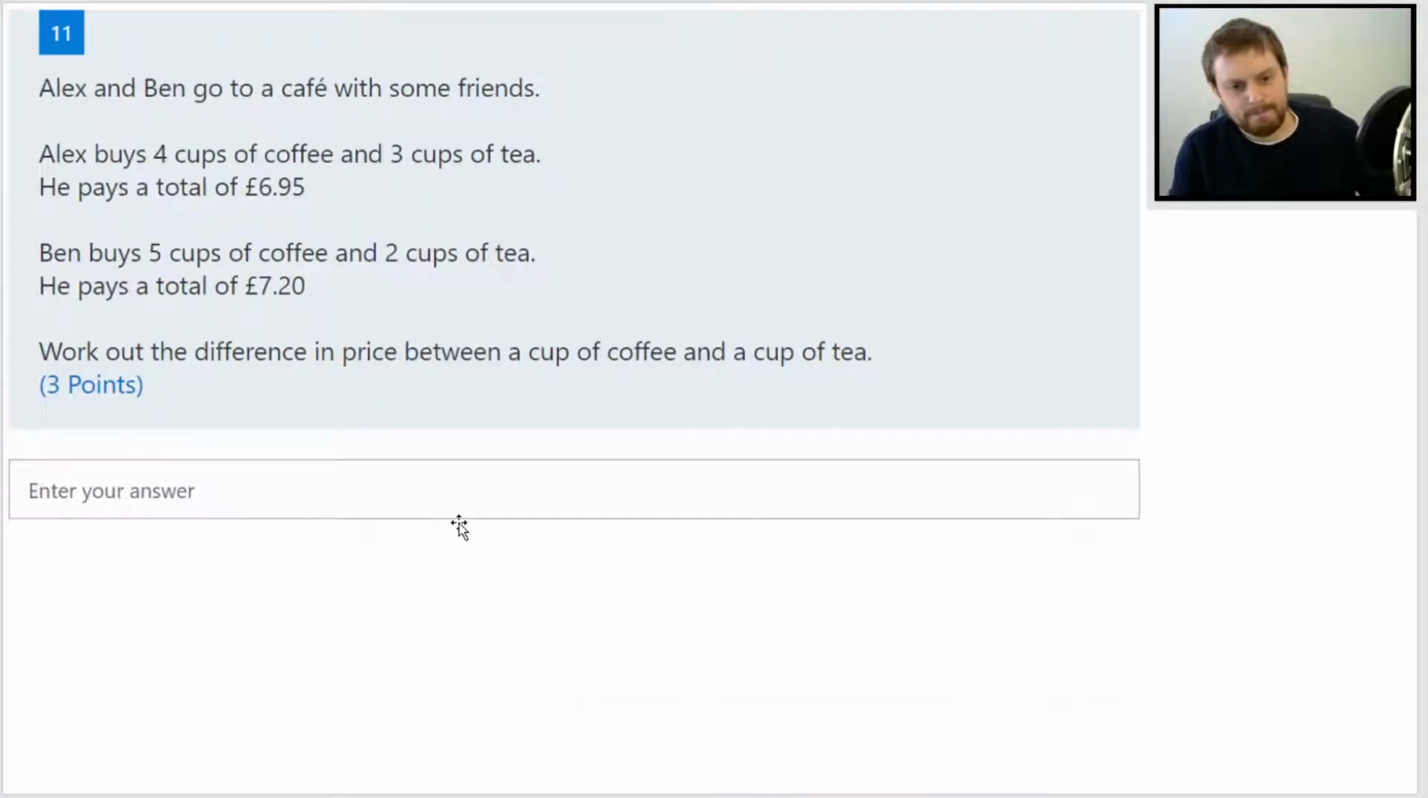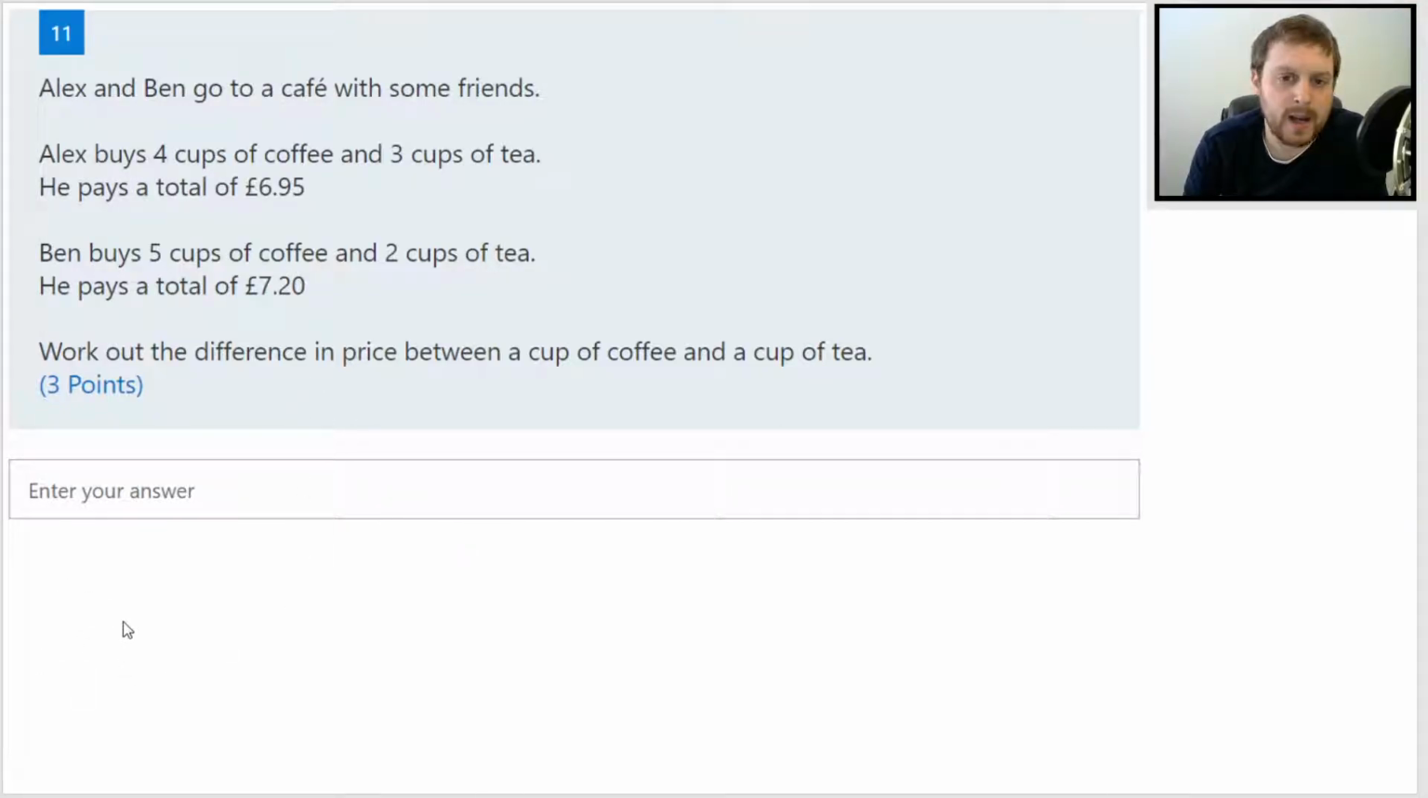Right, number 11. So we've got Alex and Ben. They go to a cafe with some friends. Alex buys 4 cups of coffee and 3 cups of tea, and he pays a total of £6.95. Ben buys 5 cups of coffee and 2 cups of tea, pays a total of £7.20. Work out the difference in price between a cup of coffee and a cup of tea.